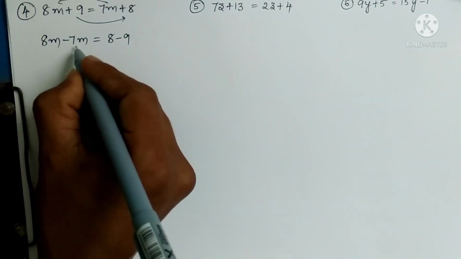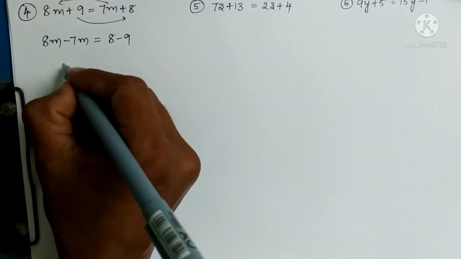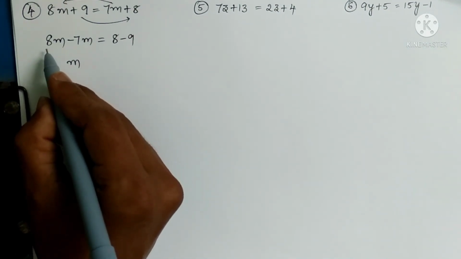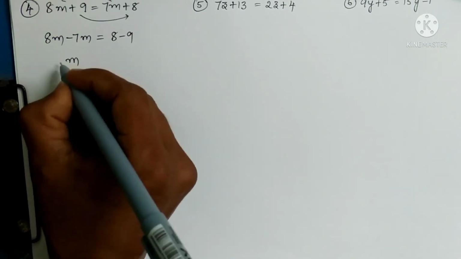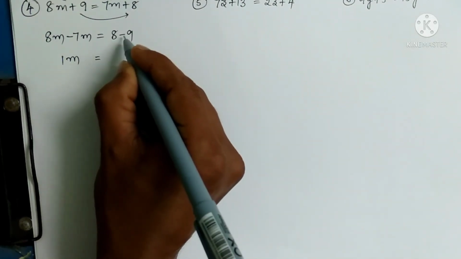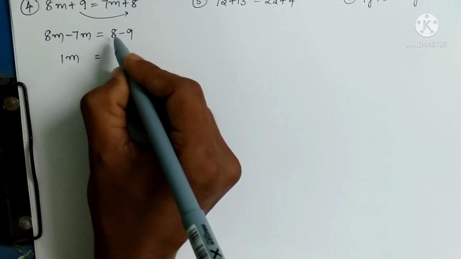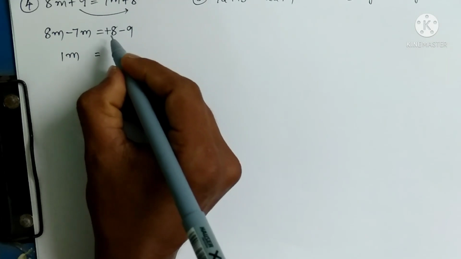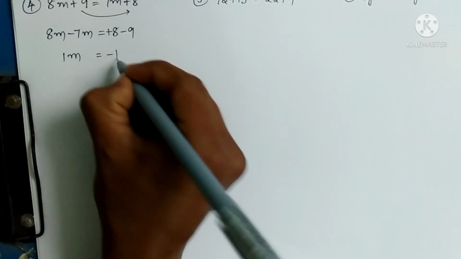Now 8m minus 7m: the variables are the same, so write the variable m as it is and subtract the constants, 8 minus 7. 8 minus 7 is nothing but 1, which is equal to 8 minus 9. So 8 is positive, that is plus 8, and minus 9 is a negative integer. 8 minus 9 is nothing but minus 1.